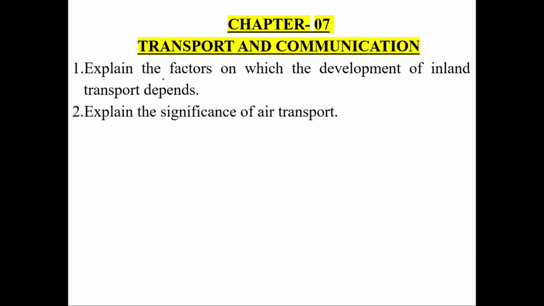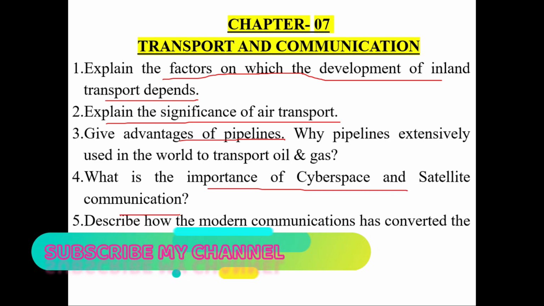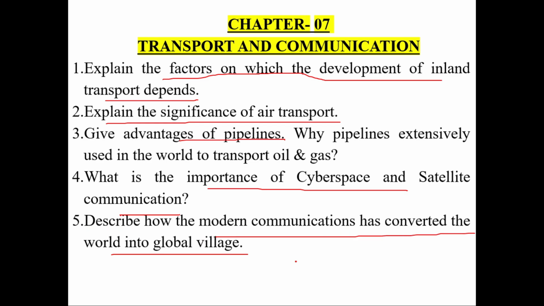Here the questions are: the factors on which development of inland transport depends, then explain the significance of air transport, then give advantages of pipeline, then importance of cyberspace and satellite communication, then describe how modern communication has created a global village. So these are questions which are based on some conceptual base. For example, the importance of transport and communication basically comes from this question.